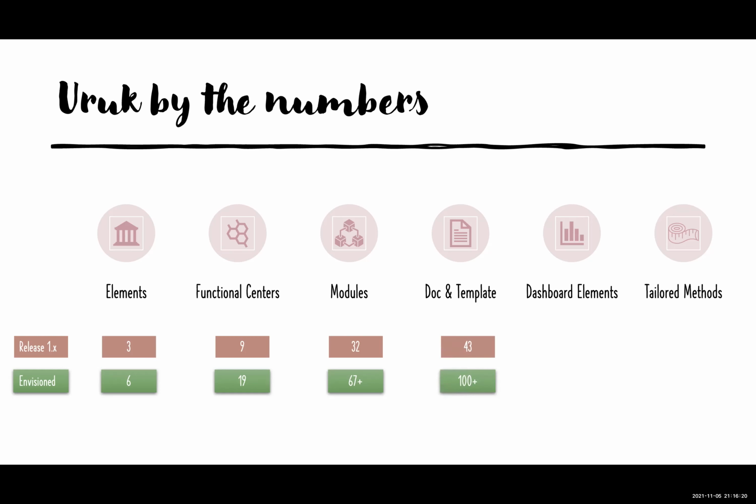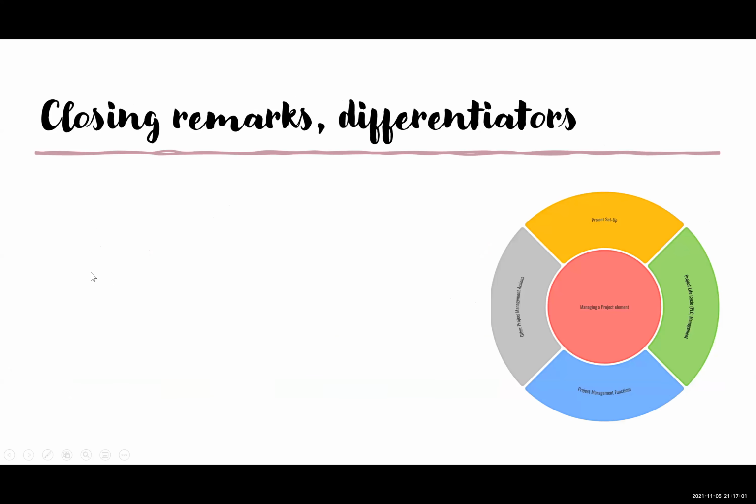In terms of document templates, forms, they are built into Uruk. These are not necessarily something like an attachment. They are actually built in. Most of them are built into Uruk, or a template we give you to download. There are 43 already built in, and we envision to have more than 100. In terms of dashboard elements, we should have about 31 in the early edition, and we expect to have more than 100 dashboard elements for the project and the portfolio level. In terms of tailored methods, we have 1 right now, but we envision to have 20 plus.